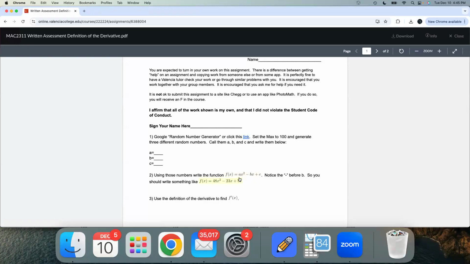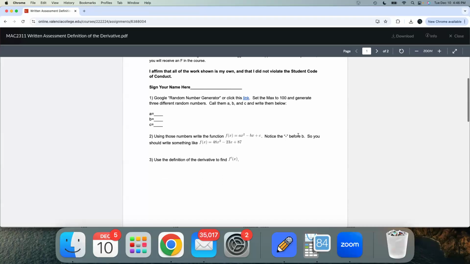You're going to write out a quadratic in this form. You're going to generate 3 different positive numbers, but I want you to put a minus there. So you're going to get something that looks like this. You'll have whatever your second number is, put a minus in front of it, and get some function that looks like this. Set the max to 100.